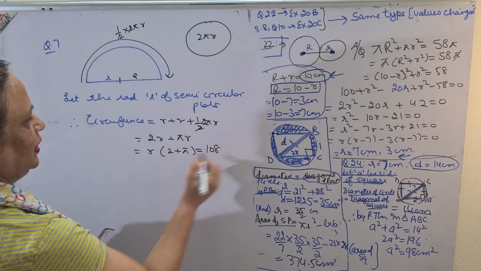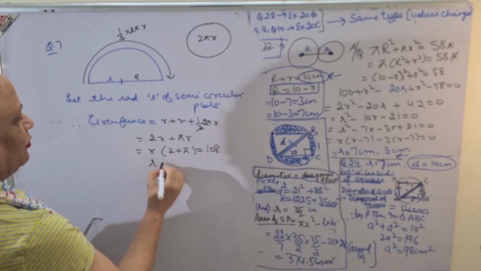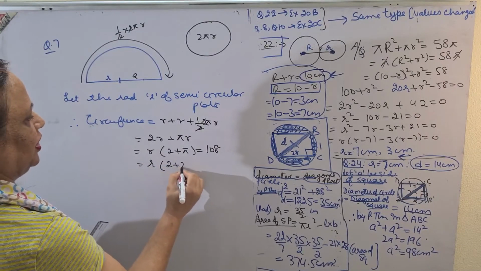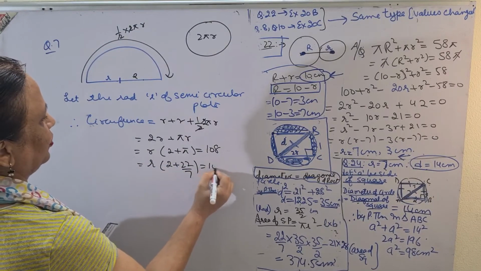So say children, see the question. R you have to find: 2 plus 22 upon 7, and you have to calculate that.